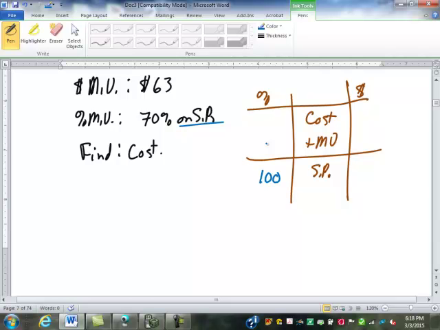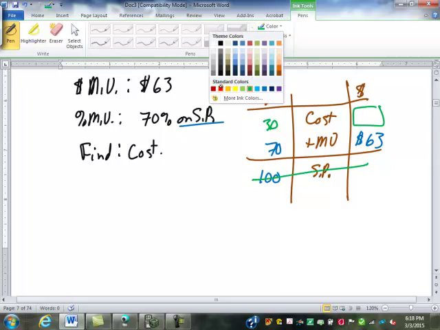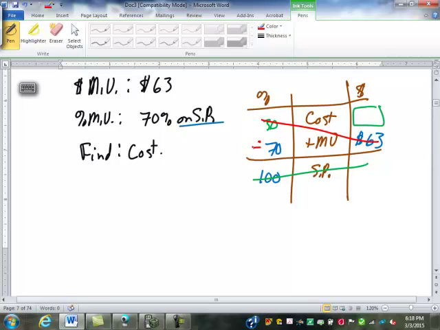So then what else do we know? 70% markup and $63 markup. And we're looking for the cost. So we really should have this number here, which would be 30, because 30 plus 70 is 100. Now we don't need the bottom row. We'll do 30 times 63 divided by 70 should be $27.